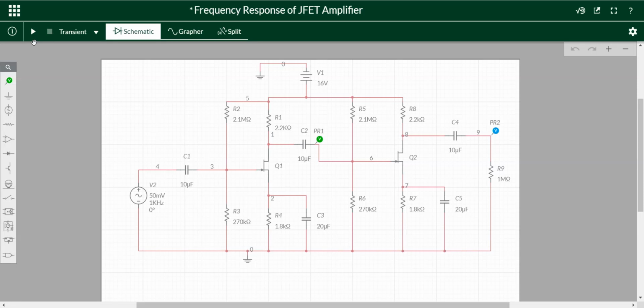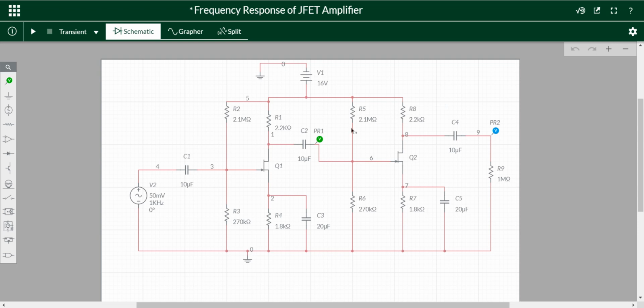In this video, I will be discussing how to use the online Multisim simulator to plot the frequency response of a JFET amplifier. The aim is to study the response of single stage and multi-stage JFET amplifiers. So we will be drawing the schematic on the online Multisim simulator, which is drawn over here. I'm assuming that we all know this. So how to simulate it, we will be seeing.